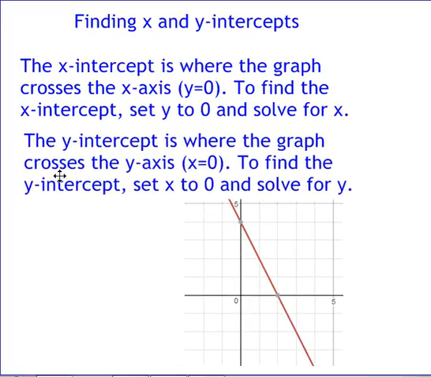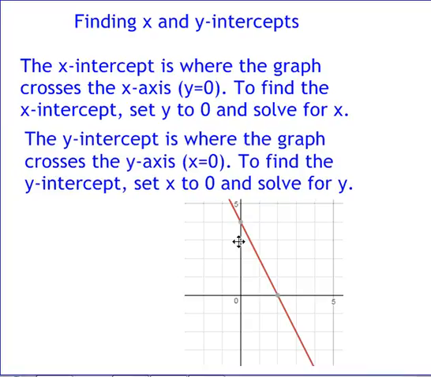The y-intercept is where the graph crosses the y-axis. So here's the y-axis. The graph crosses right up here. There's the y-intercept. Notice that we haven't moved to the left or the right. So for any y-intercept, the x value is always 0. That helps us find the y-intercept. In order to find the y-intercept of a relation, we can just set x equal to 0 and solve. Let's have a look at a couple of examples.